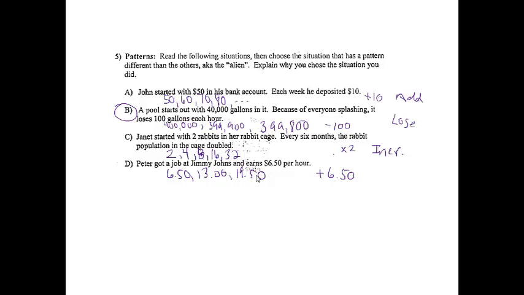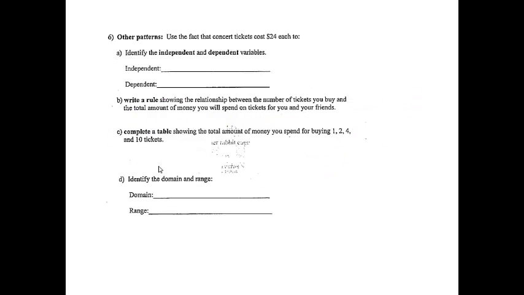The second one that I actually thought of, all of these others are going up or down by a constant amount, and this one is actually being multiplied by something. So we could also think of C as being the alien. As long as you had a reason for wanting to think that that is an alien, you are okay.